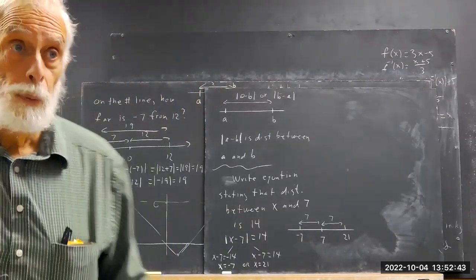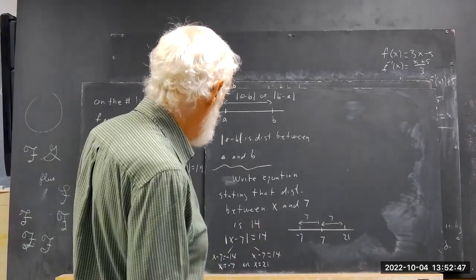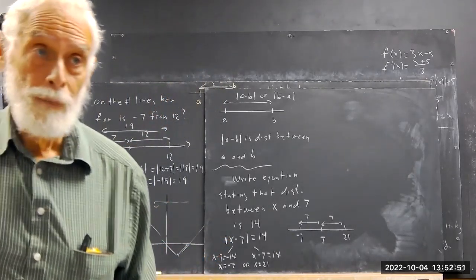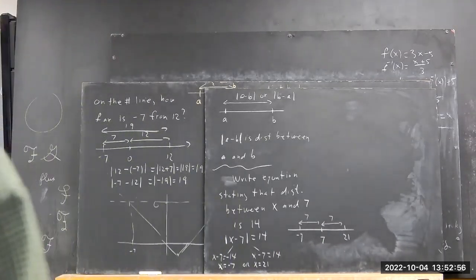We can also write inequalities. We could write the absolute value of X minus 7 is less than 14. The absolute value of X minus 7 is greater than 14. We don't have time to do that, but Open Math is going to show you that. We'll talk about it next time.